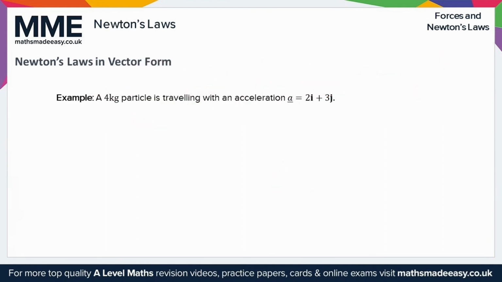So we can also apply Newton's laws in vector form. So for example, applying F equals ma to our system here. So we've got a 4 kilogram particle. It is accelerating with a equals 2i plus 3j. Then we can just apply it to each component separately. So F equals ma, well, there's our mass, and this is our acceleration. So what would the resultant force be? Well, it'd just be 4 times 2i plus 3j.